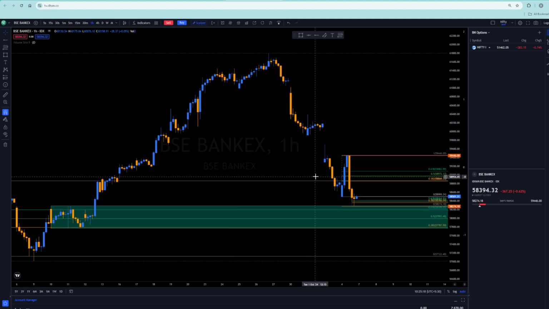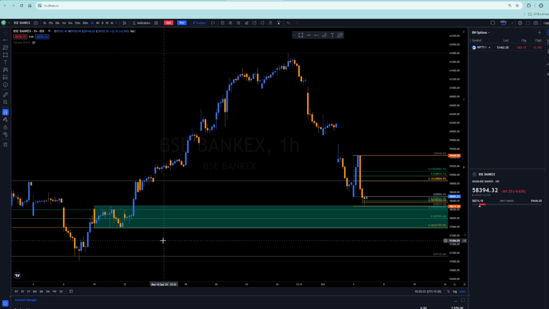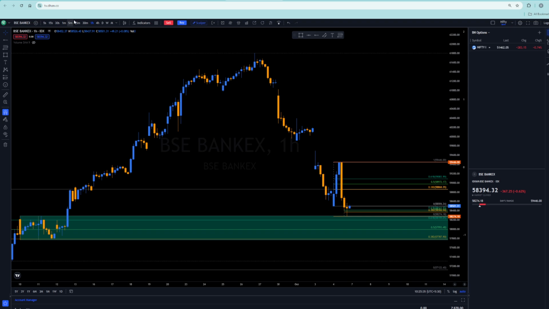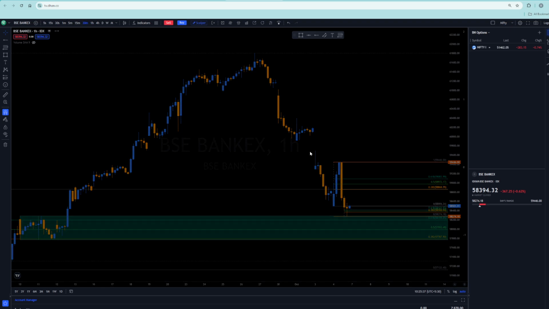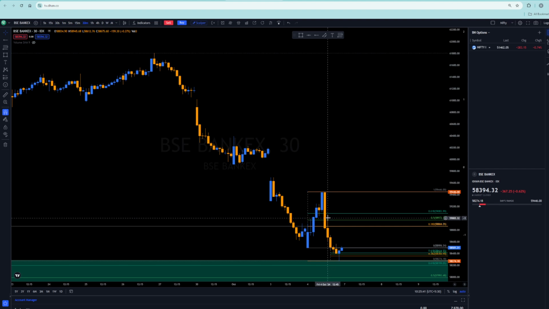So let's look at anything else we are seeing. Again, this 1 hour fair value gap, so that is there. Let's look at 30 minutes real quick. 30 minutes, again I see multiple fair value gaps coming down.